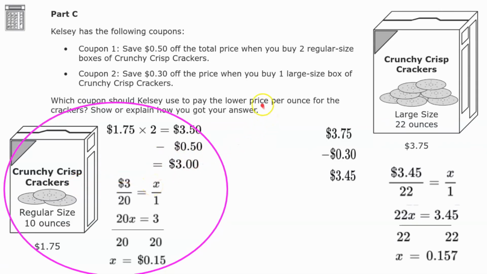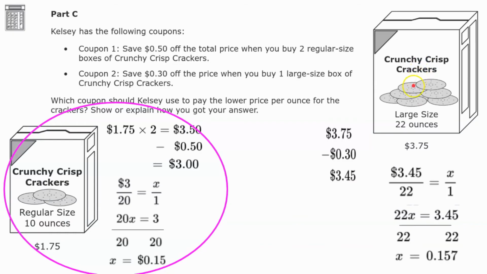And it asked which is the lower price per ounce. So we know we get $3, it costs us to buy 20 ounces of crackers. How much for 1 ounce? Cross product, 20x equals 3. Divide both sides by 20. And our price per ounce is 15 cents.